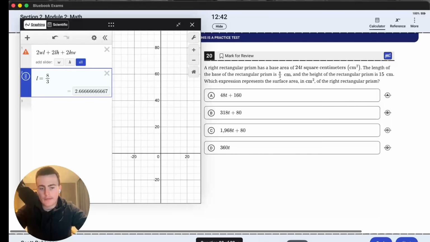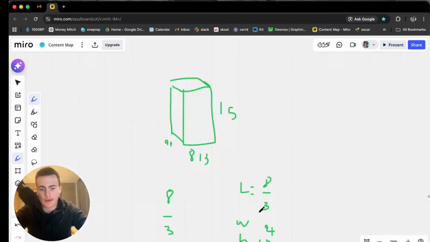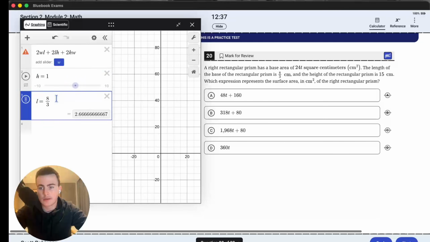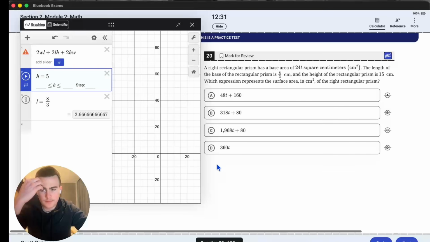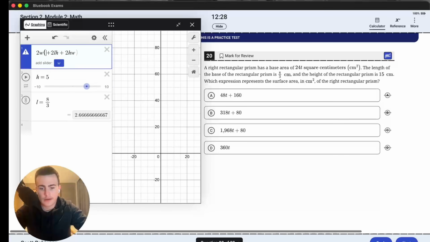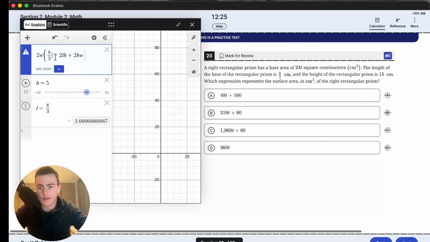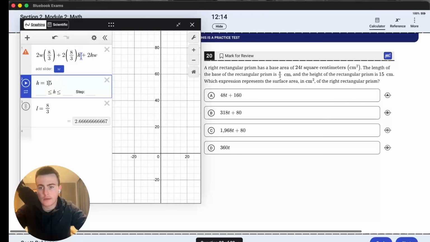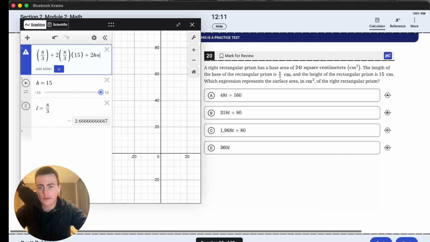And then width and height have weird t's attached to them, so we're going to have to do it manually. Or height's 15, actually. It makes it pretty easy. Okay, and then width is 24. Let's just plug it in manually. Sorry, guys. 8 over 3 with the length. Length is 8 over 3. This goes here. Height is 15. So 15 goes here, and then the width is 9t. So let's simplify this right here.